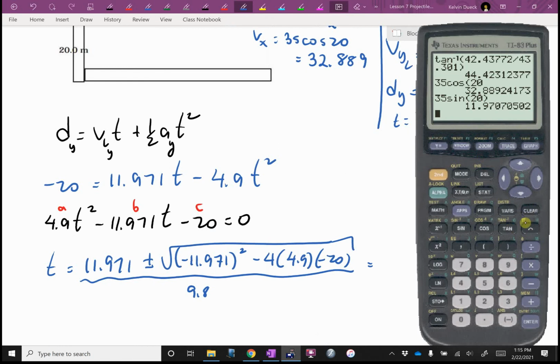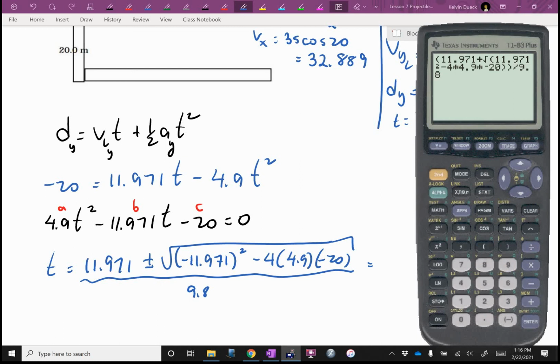Diego, is this a fraction? Is there more than one thing on the top? Yeah. So start out with an open bracket. 11.971. Oh, already made a typo. Look at that. 11.971 plus square root, open a bracket. I'm not going to type the negative because I know the negative when I square it is going to vanish, and I'm lazy that way. So 11.971 squared minus 4 times a times c. Close off the square root. Close off the top. Divided by 9.8.